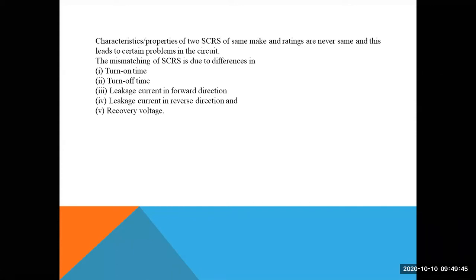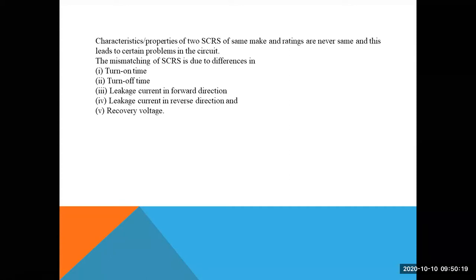First one is turn on time. There is a difference in turn on time due to the mismatching of properties. The second one is turn off time. Both can be combinedly called dynamic characteristics, or switching characteristics. Previously we discussed that the switching characteristics of SCRs are different. If you select two SCRs, they have different switching characteristics. That is a major part. One and two are combinedly called switching characteristics.